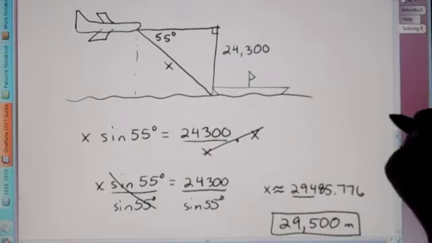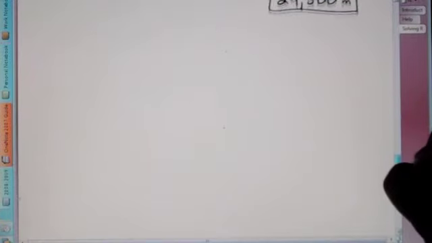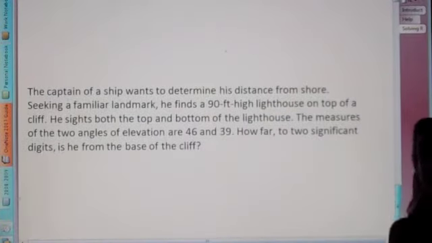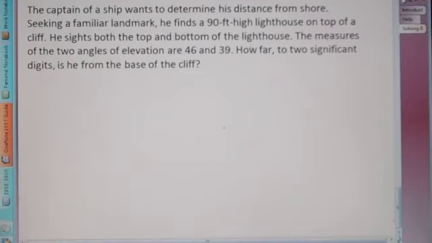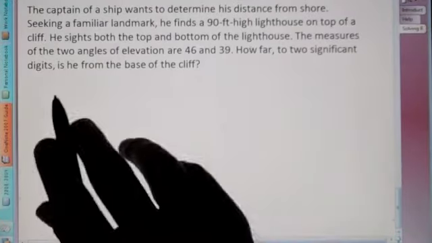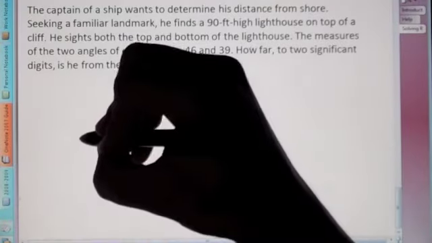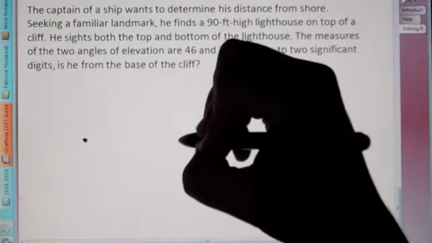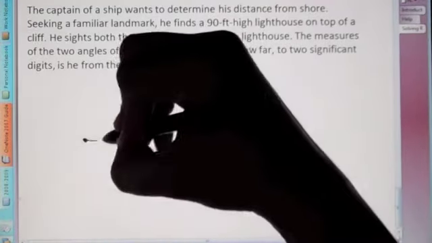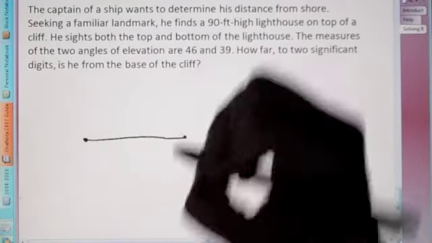Alright, let's go to one last word problem. This is actually quite a bit of a tougher one, but I'm sure we could figure it out. It says the captain of a ship wants to determine his distance from shore. So, here's the ship, okay? Here's the shore. We know that there's a distance here.